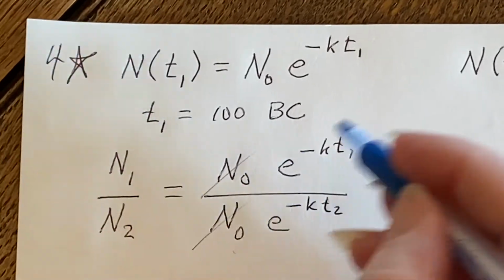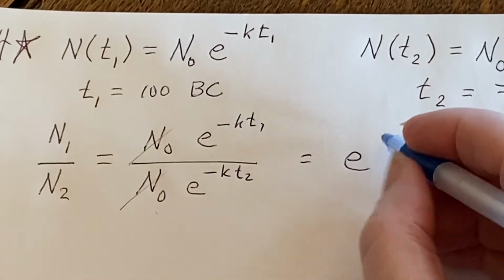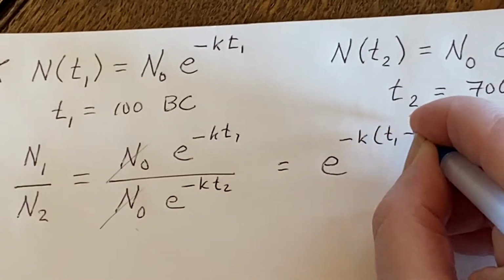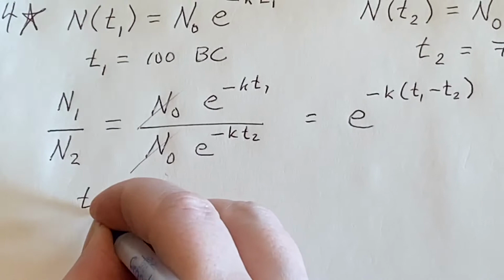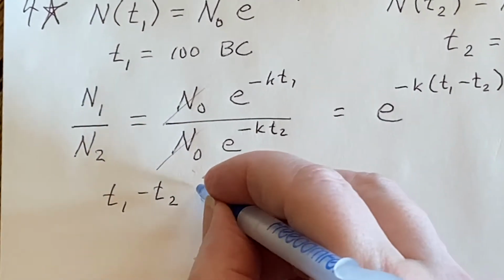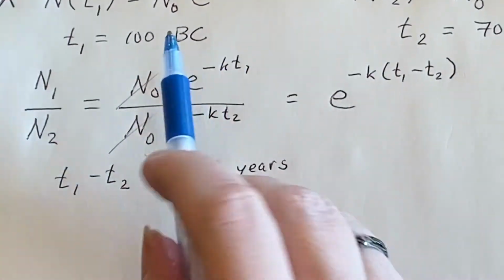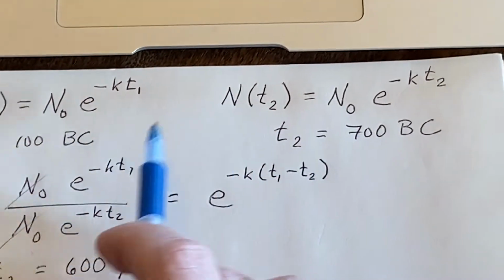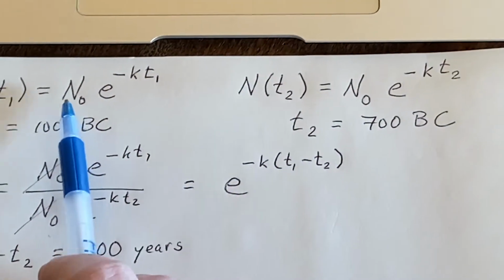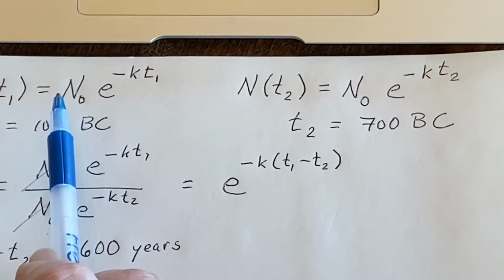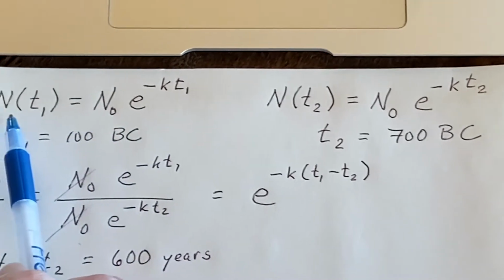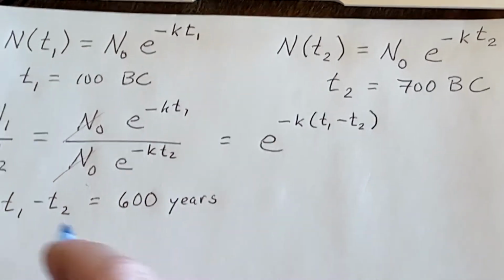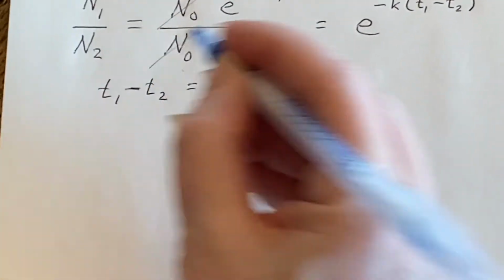I'd be able to cancel out those and combine it, since they're both E's, to be minus K times T1 minus T2. What's the difference between T1 and T2? We're going to say that difference is 600 years. If I look at it like this, I'm sitting there going, wouldn't it be a negative 600 years? And so this is kind of confusing. But remember, these were written from the point of view of before, and we are looking at it from the point of view of after it occurred. So I'm thinking that this is the right way to approach it.